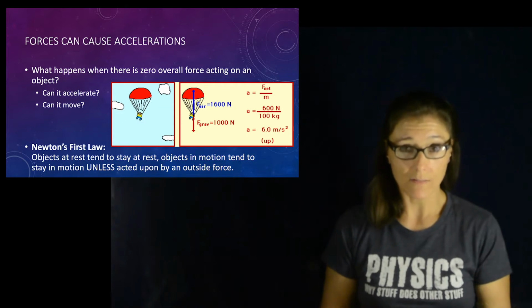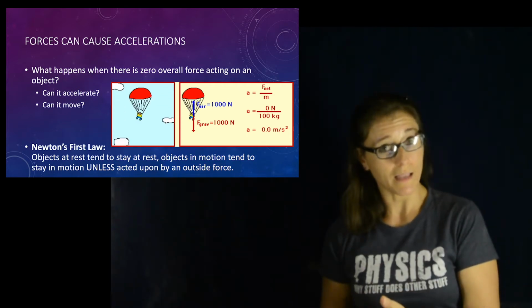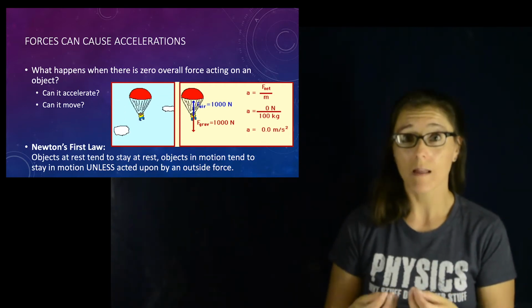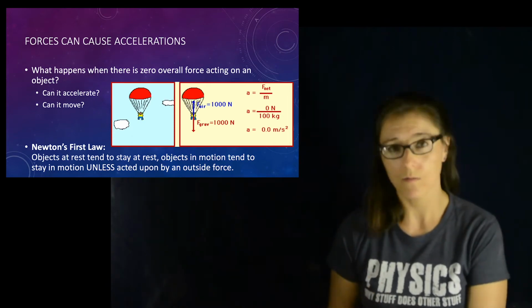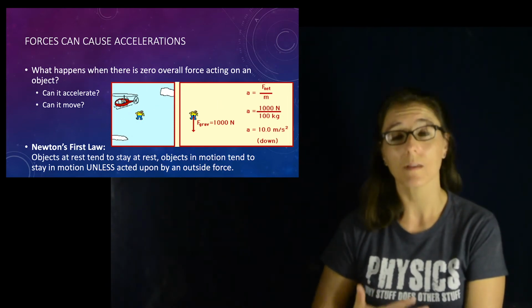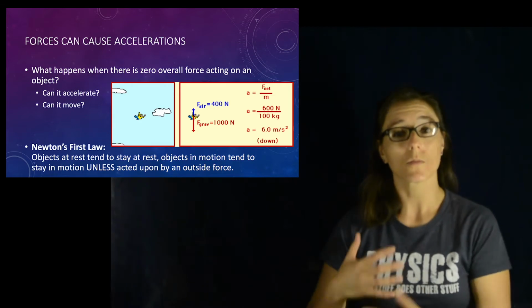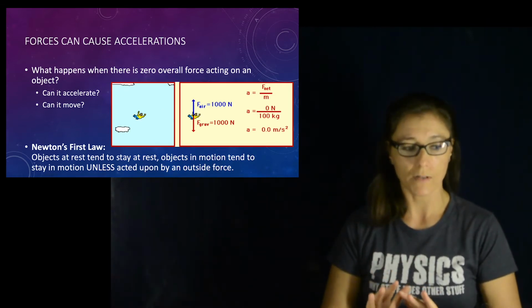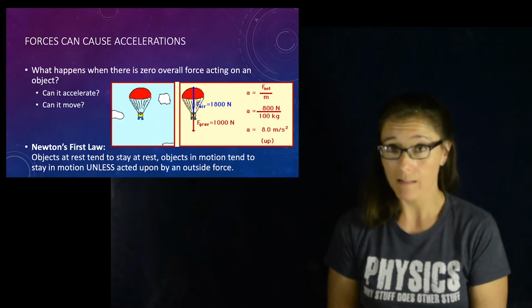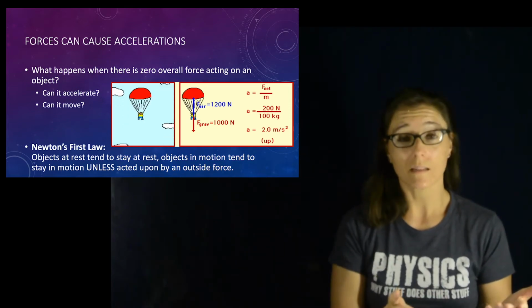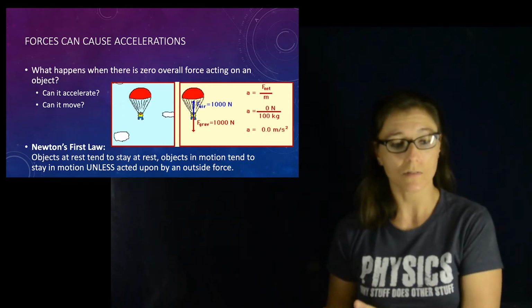Objects at rest tend to stay at rest. Objects in motion tend to stay in motion, unless acted upon by an outside force. Now, what does Newton mean by that when he says an outside force? He means an unbalanced force. So if your force is balanced, no acceleration. If your forces are unbalanced, though, we're going to see us speed up, slow down, or change direction.